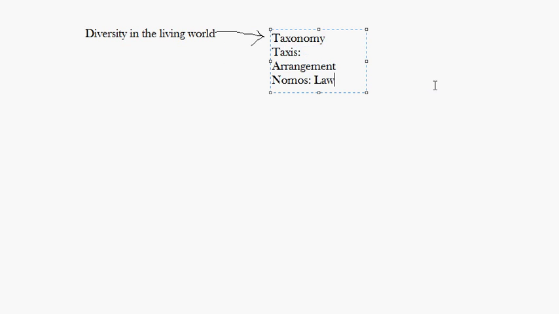And taxonomy, let me give the definition. Taxonomy is the science dealing with the study of rules, principles and practice of identification, nomenclature and classification of organisms. Or in short, you can say that taxonomy is the law of arrangement.